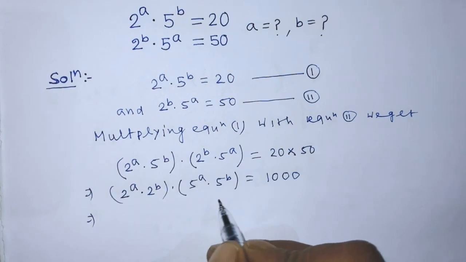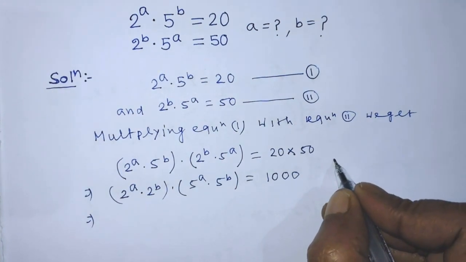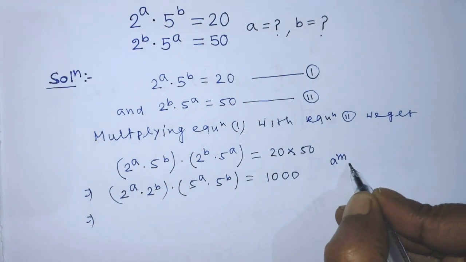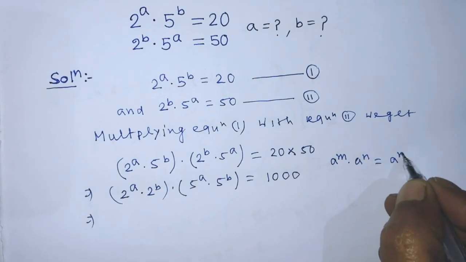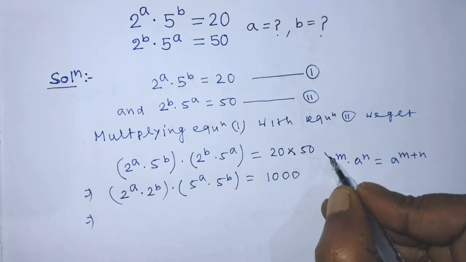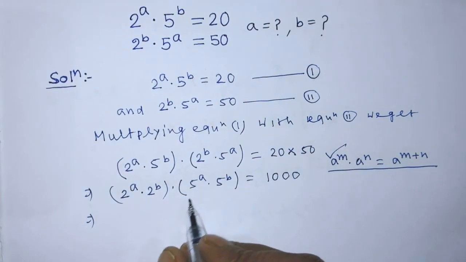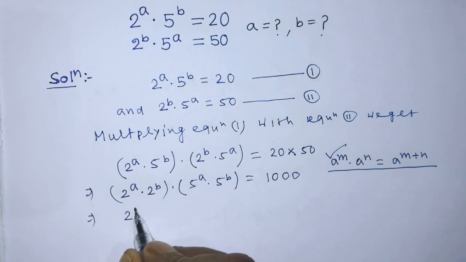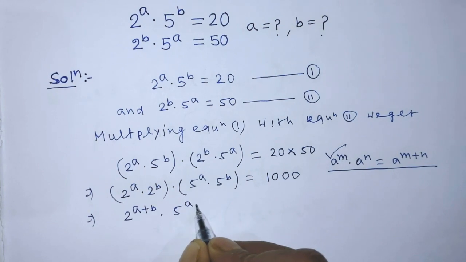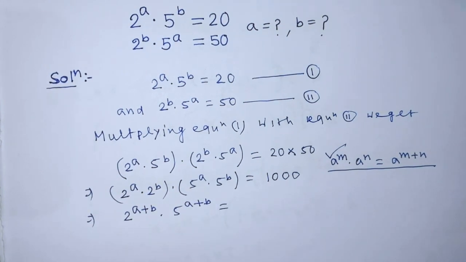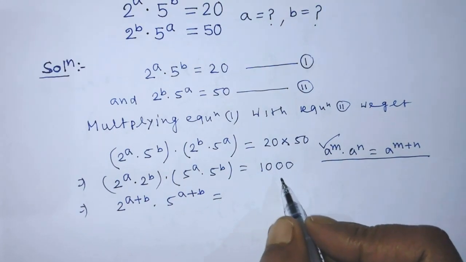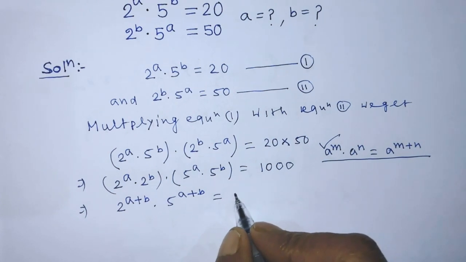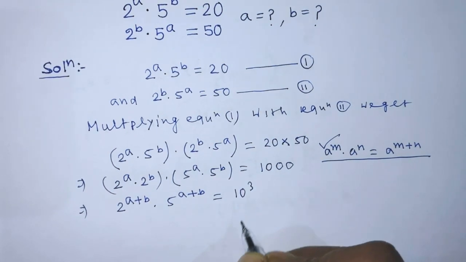to simplify the left hand side of this equation we have to apply the formula a^m times a^n is equal to a^(m+n). So student, according to this formula we can write from the left hand side of this equation 2^(a+b) times 5^(a+b) is equal to, on the right hand side, if you convert this number in exponential form, we can write in here 10^3.